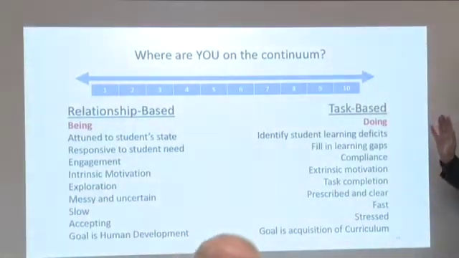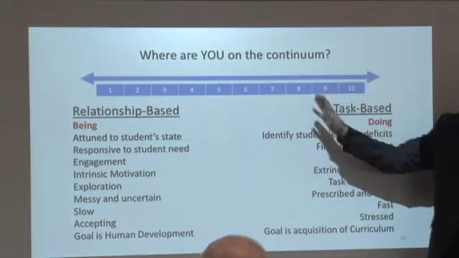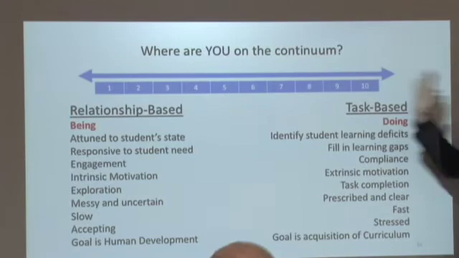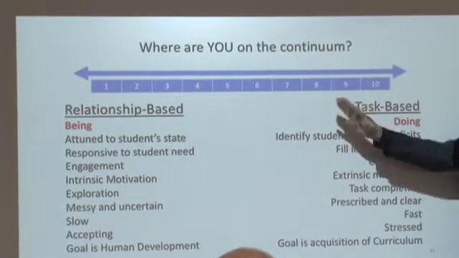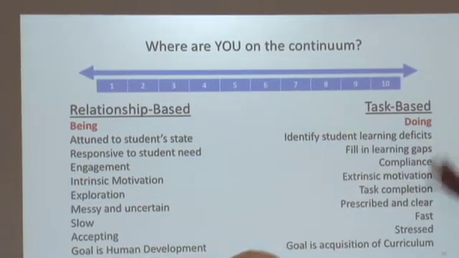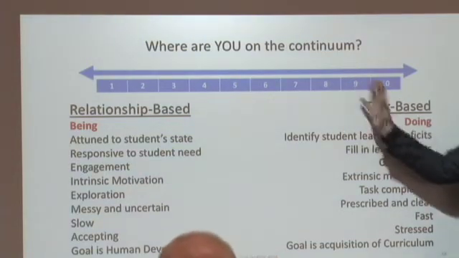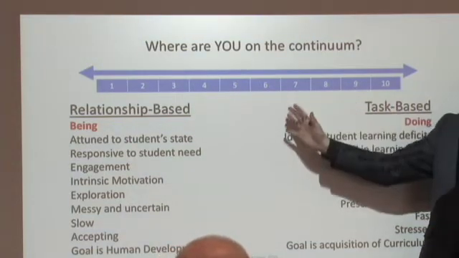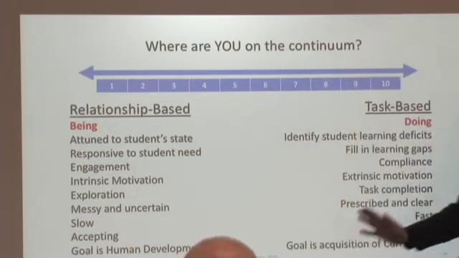So what I want you to think about, and I've just reproduced this on the little thing in front of you, is that this isn't really quantifiable, but think where you're at in this continuum and where you want to be. Are you really task-based? Are you like an 8 out of 10? Are you a 9? Are you a 6?